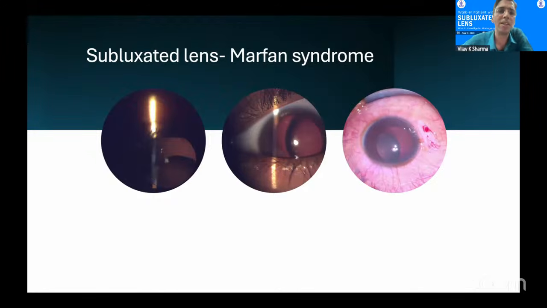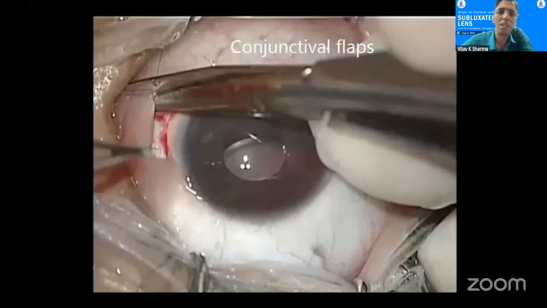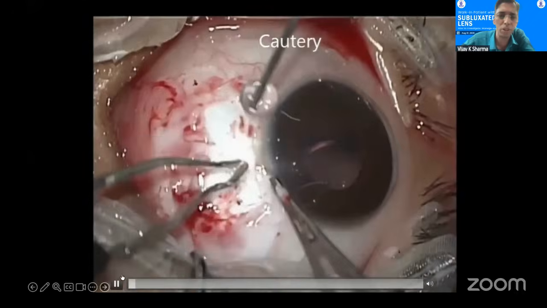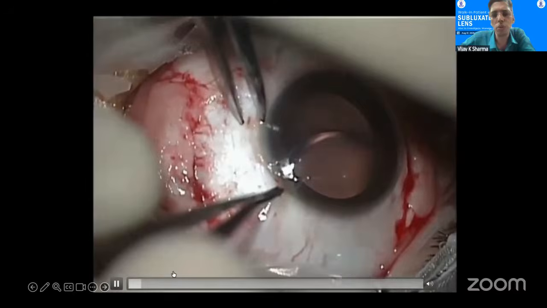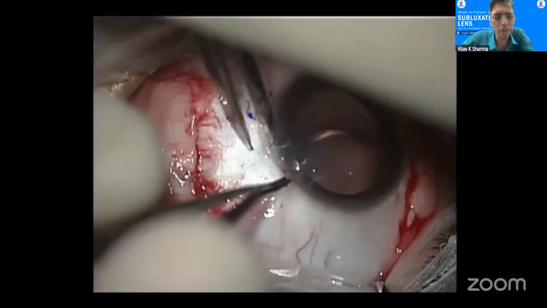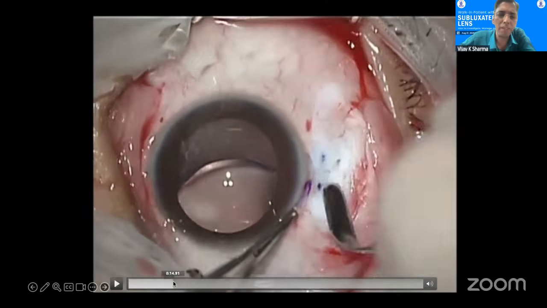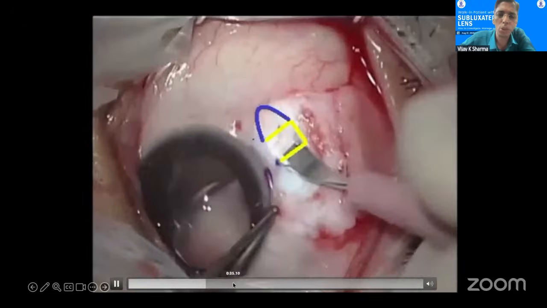Now, subluxated cases, in cases of ectopia lentis or a progressive subluxation like in Marfan syndrome, I think this was nicely covered by Dr. Siri in her first video. So we also prefer intralenticular aspiration in such cases. This is the same, you can make the flaps. Once you make the flaps, I'll just go ahead.